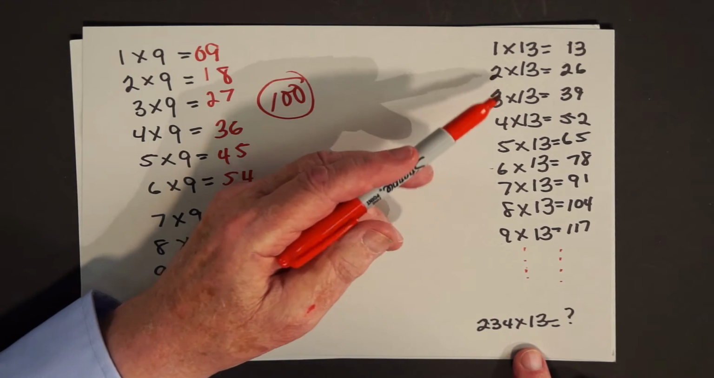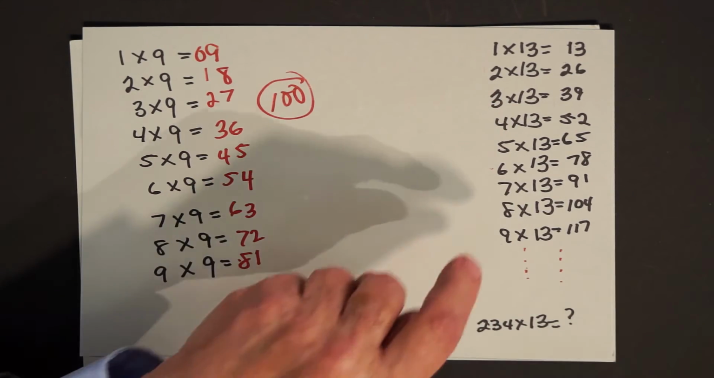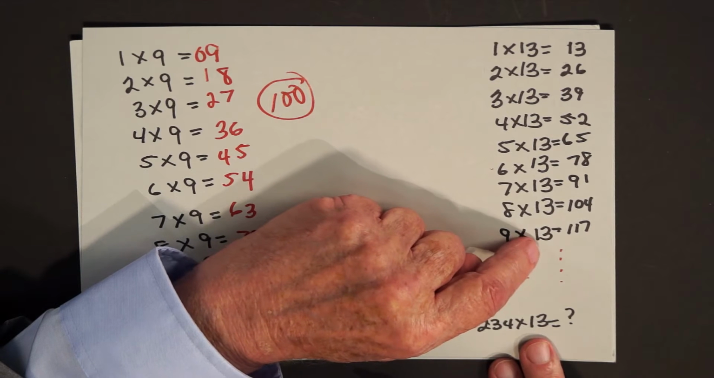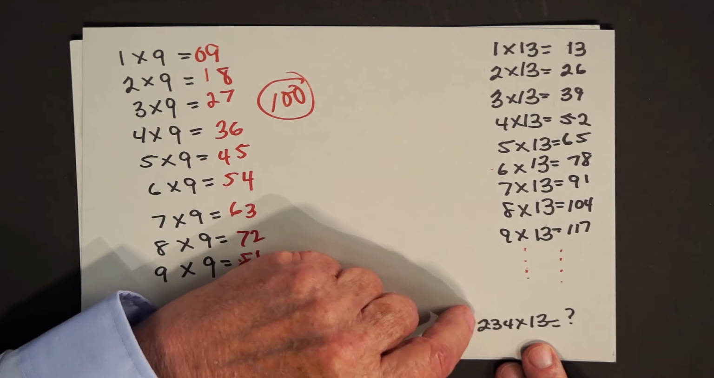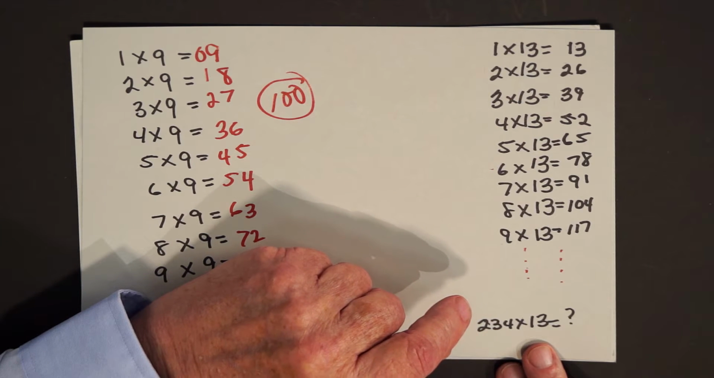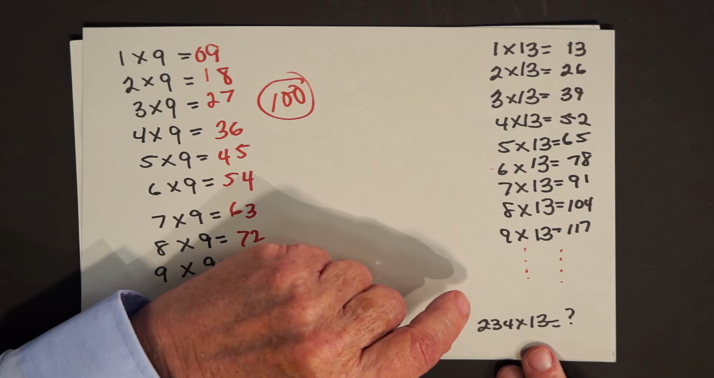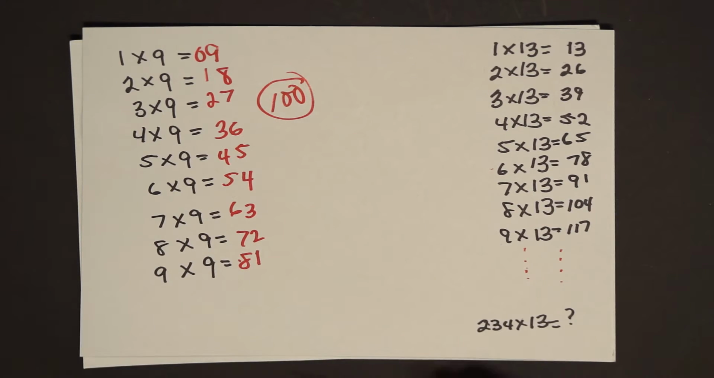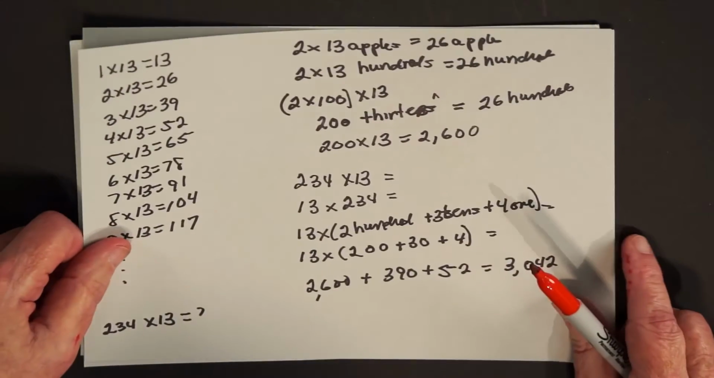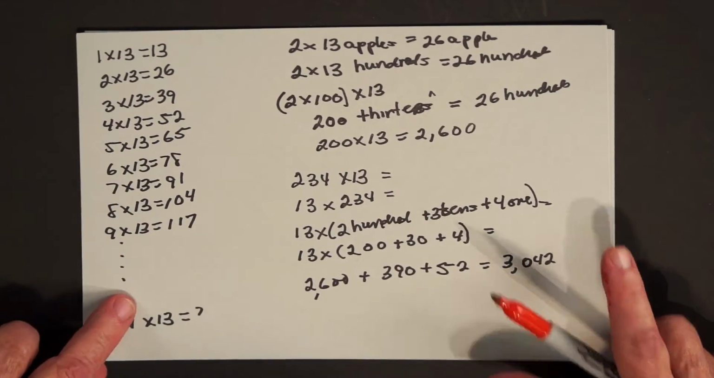To make this sound a little bit more realistic, let's suppose I'm a salesperson, I'm selling pens, and I'm selling the pens at $13 each, and I sold 234 pens, and I want to know how much money I made. In other words, I made $13 234 times. Let me just repeat the table here for reference.